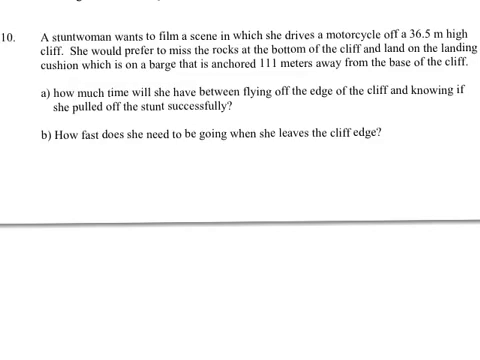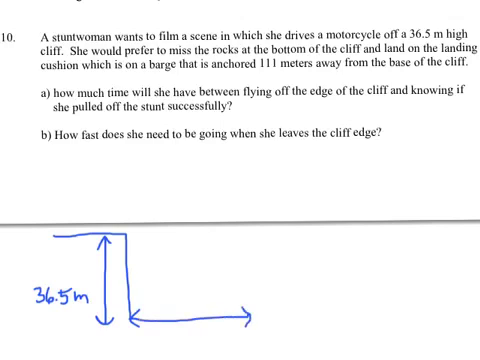All right, we have a stunt woman who wants to film a scene where she drives a motorcycle off a... Oh, I love these problems. You know I love these problems. So here's my cliff. The height of the cliff is 36.5 meters. This is like the ball off the table. She would prefer to miss the rocks at the bottom of the cliff and land on a cushion on a barge which is anchored 111 meters away. There's going to be a barge with cushions on it, and that's 111 meters away.